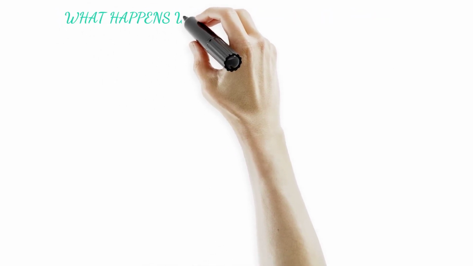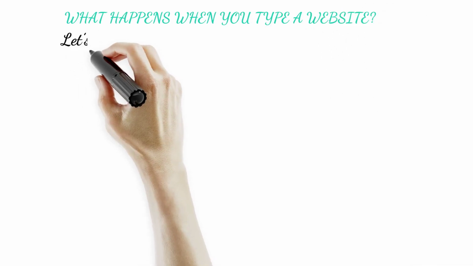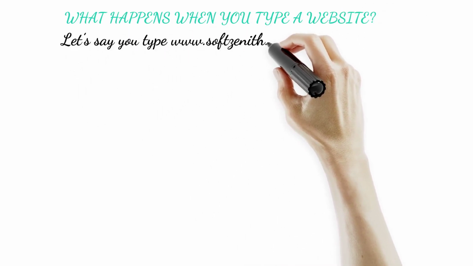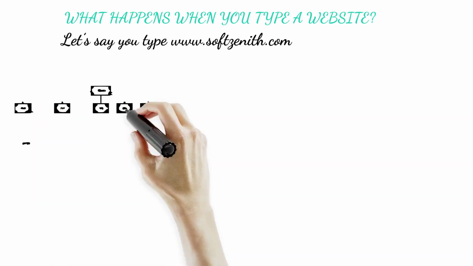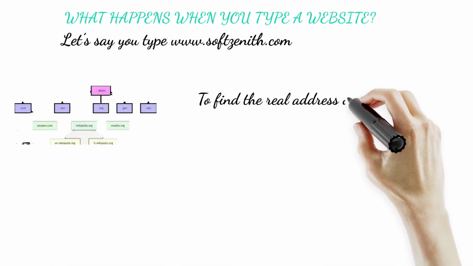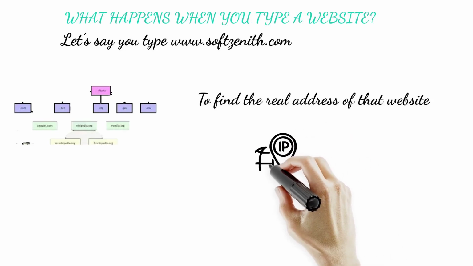What happens when you type a website? Let's say you type www.softzenith.com. Your browser first checks with something called the DNS, like a phone book, to find the real address of that website, called an IP address.